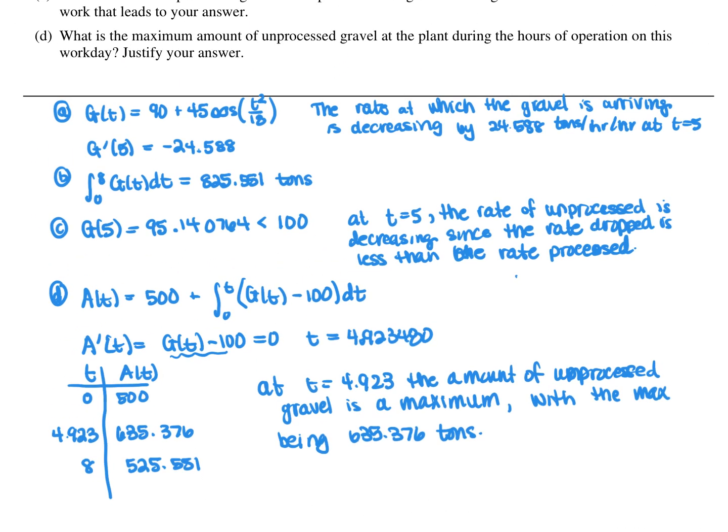Okay, so how was this scored on the AP test? 1 point for finding G prime of 5, 1 point for the justification. Part B, 1 for the integral, 1 for the answer. Part C, 1 for comparing G of 5 to 100, 1 for the answer. D, the first point is for considering A prime of t. The next point is the answer and the justification.